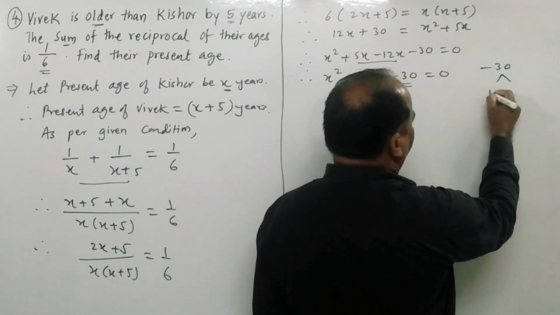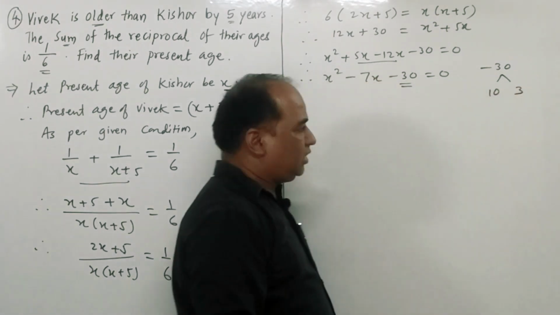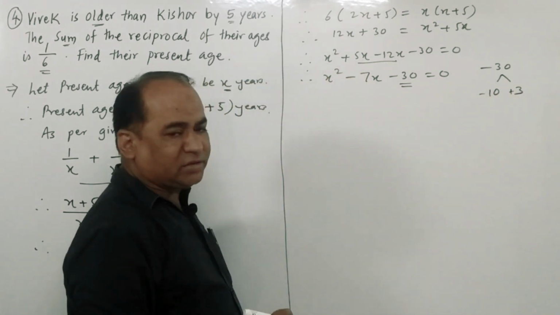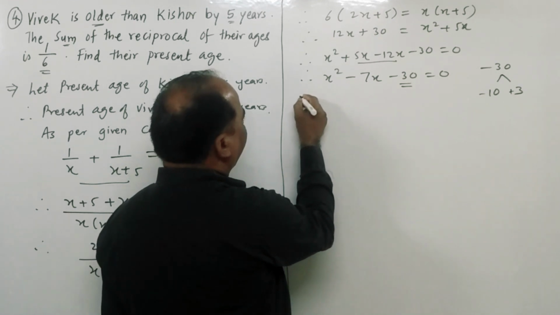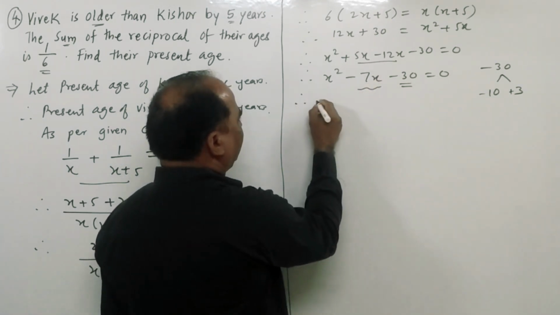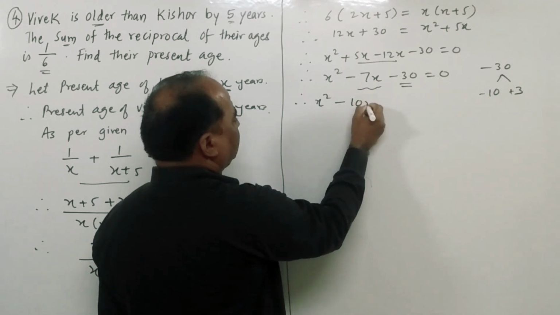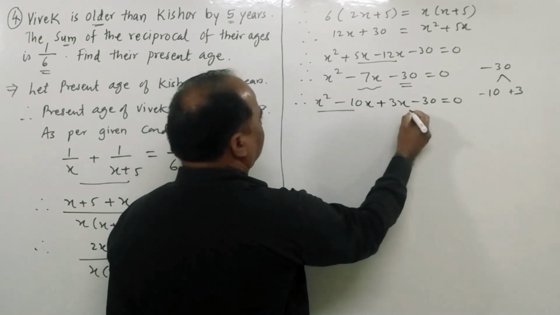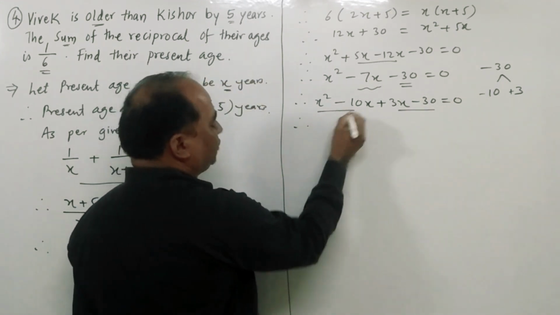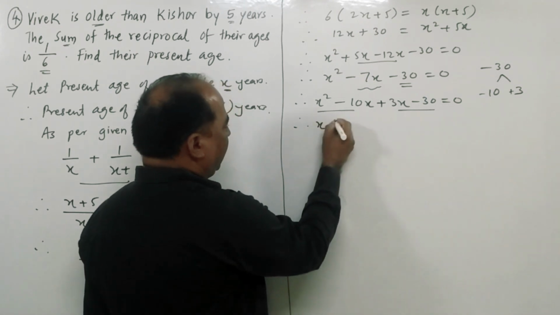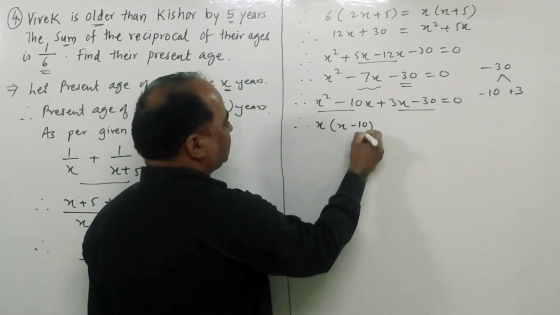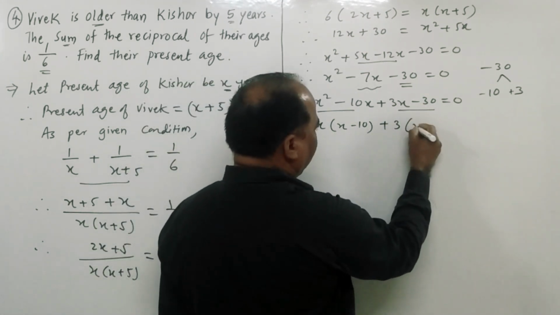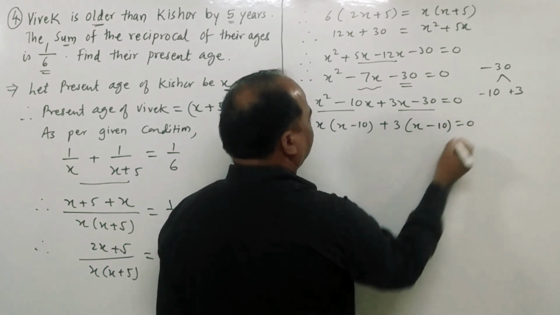So factors of minus 30, 10 3s are 30. So minus 10 plus 3 is equal to minus 7. These are the factors minus 10 and plus 3. So split the middle term. You have to split minus 7 into two parts, x square minus 10x plus 3x minus 30 is equal to 0. Now group the two terms, and x is common here, x minus 10. Plus 3 1s are 3, 3 10s are 30. So 3 is common, x minus 10 in the bracket is equal to 0.